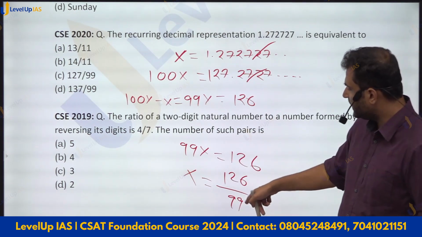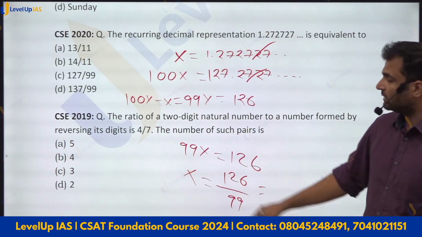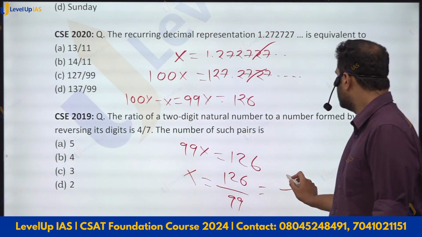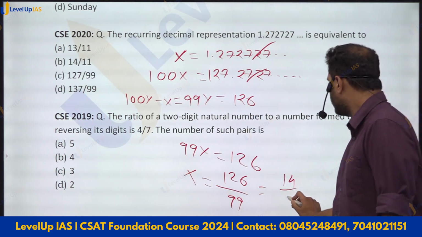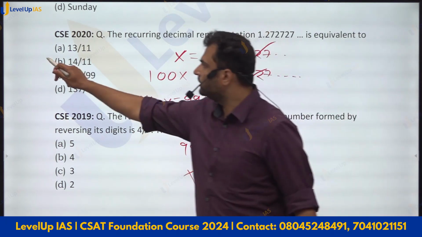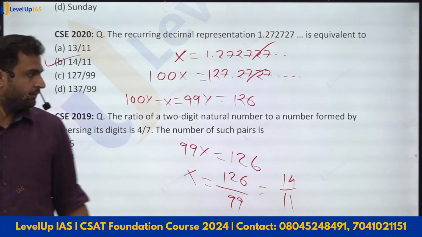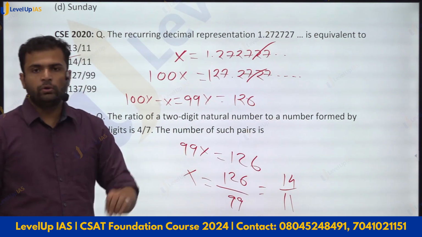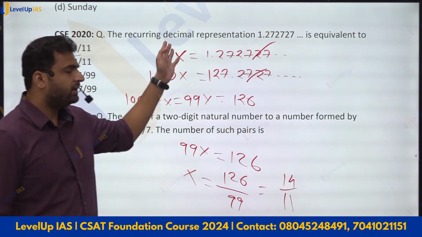This is also divisible by 9. This is also divisible by 9. You can find the sum of the digits. So if I divide by 9, what do I get? 14 by 11, which is there in the options. Fine. That is the answer. That is the only thing that we have to take note of, that we write a number and we multiply by some power of 10, so that the repetitions after the decimal point come the same, and then we can subtract.